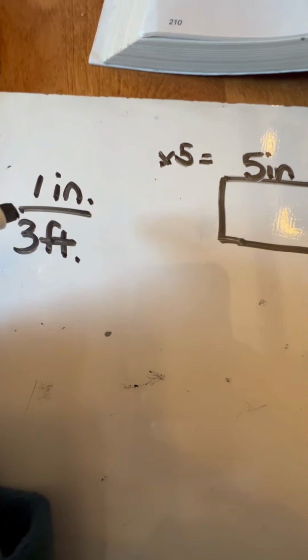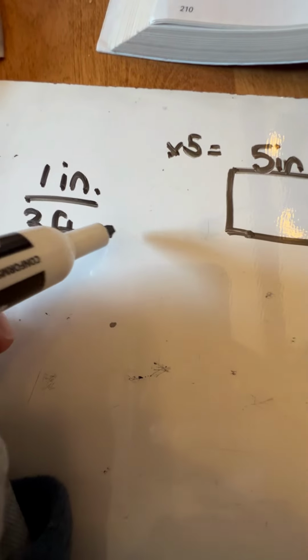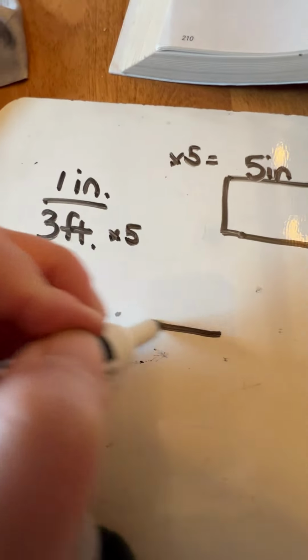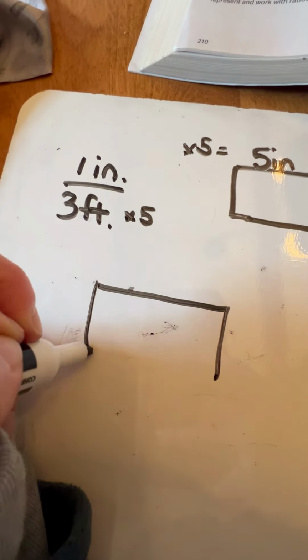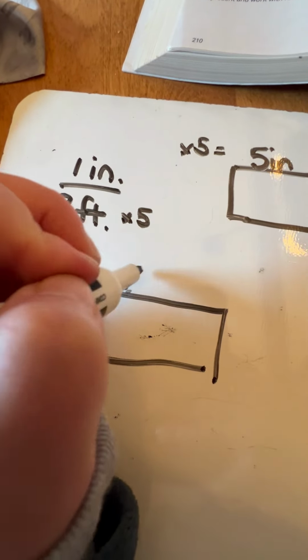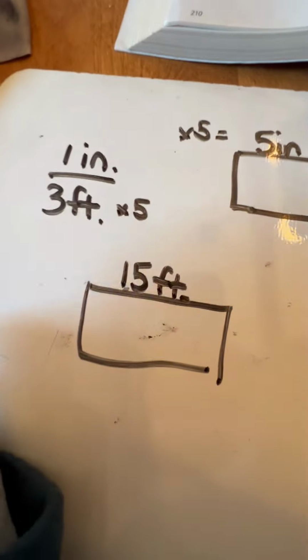So 1 times 5 is going to give me 5. Now all I'm going to do is do the same thing down in the denominator. 3 times 5 means that this size is actually a total size of 3 times 5 feet, which is going to be 15 feet on this side.